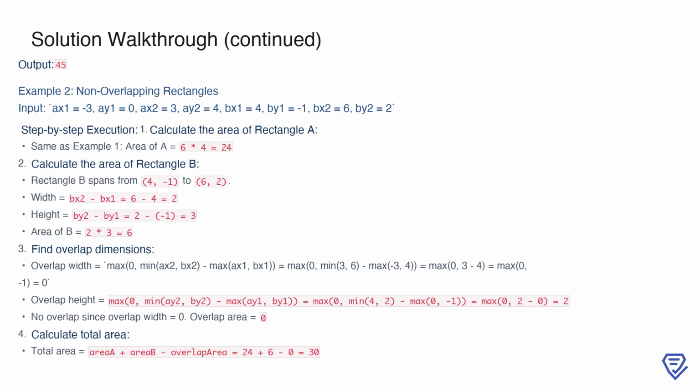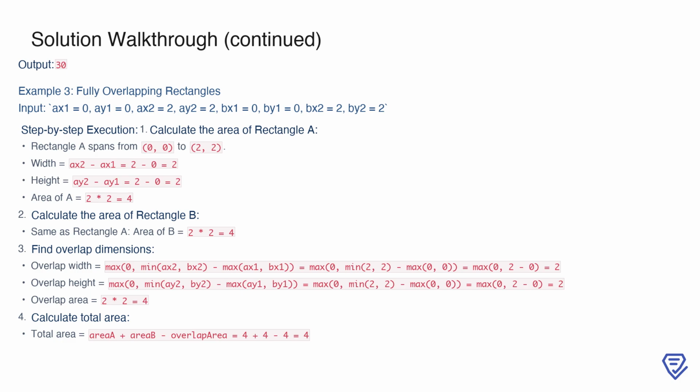The total combined area is therefore the sum of the two rectangle areas, which is 24 plus 6, resulting in 30. The output for this example is 30, which reflects the combined area of the two non-overlapping rectangles.